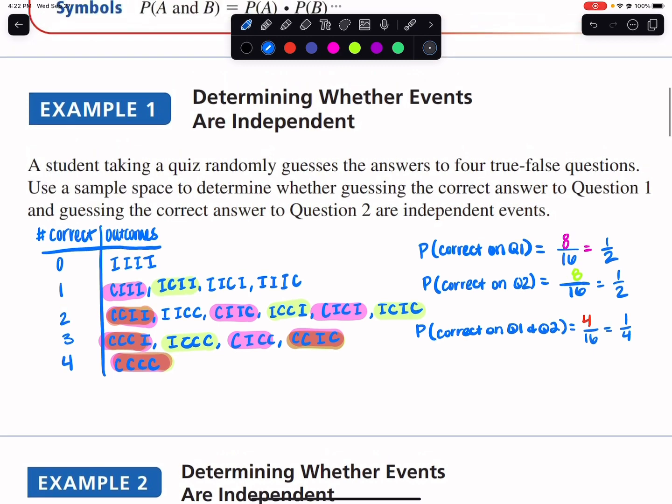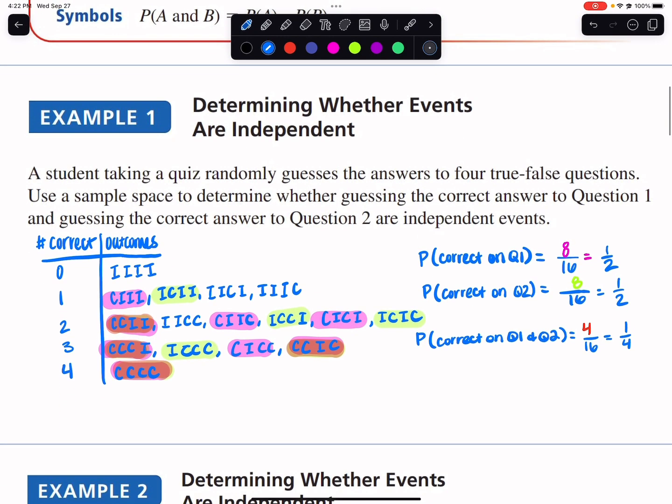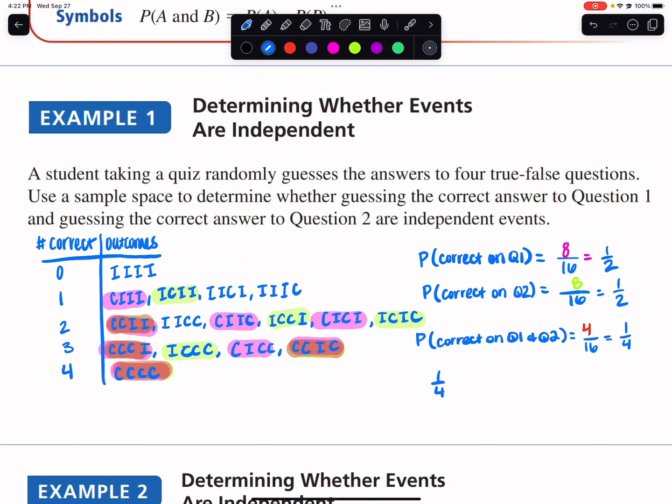And then we're going to check using this right here, P of A and B equals P of A times P of B. So P of A and B is 1 over 4. And then I want to check and see, does that equal P of A, 1 over 2, times P of B, 1 over 2? We simplify, 1 over 2 times 1 over 2 is 1 over 4. So yes, they are independent.